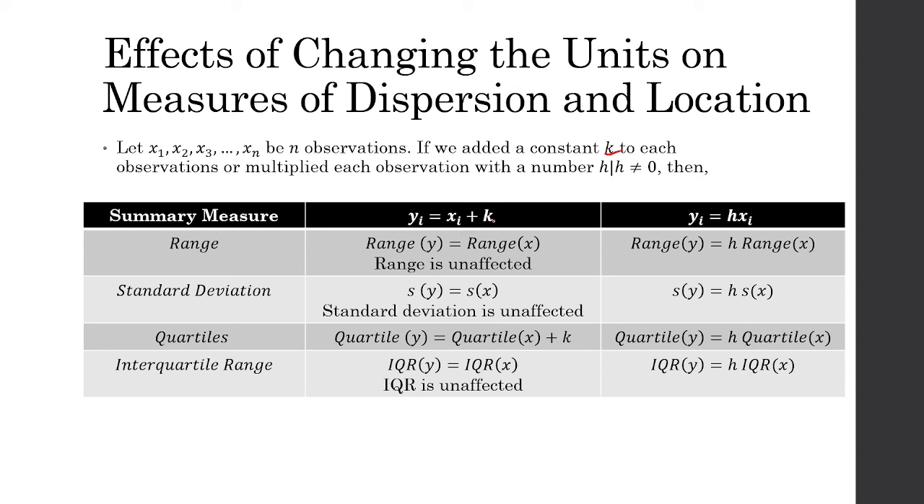And when you add k to all of your observations here, x1 to xn, the range is unaffected, the standard deviation is unaffected, and the IQR is also unaffected. But if we are multiplying by a certain value h, which is not equal to 0, then having your original range, you need to multiply h to those values. Okay? And I think that ends the discussion regarding measures of dispersion and location.